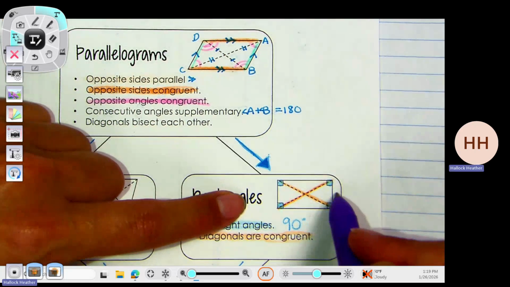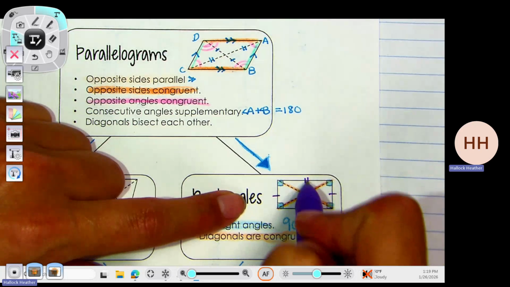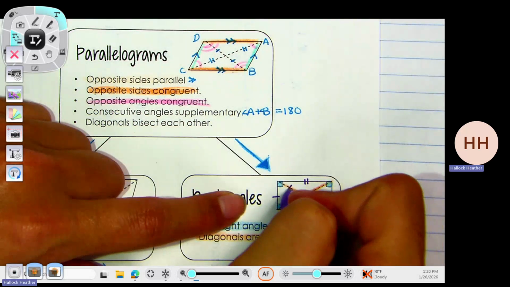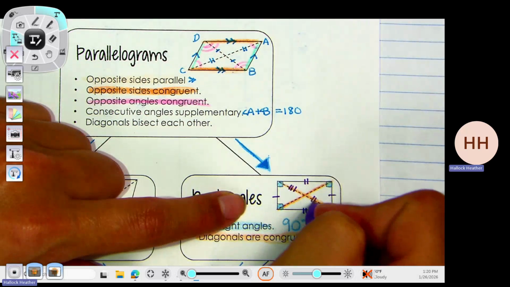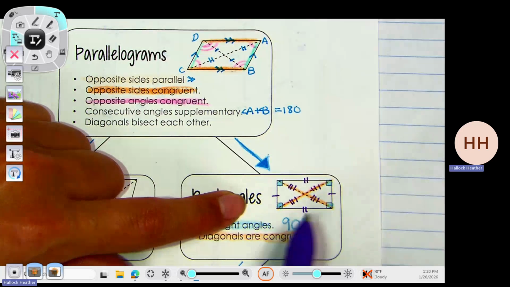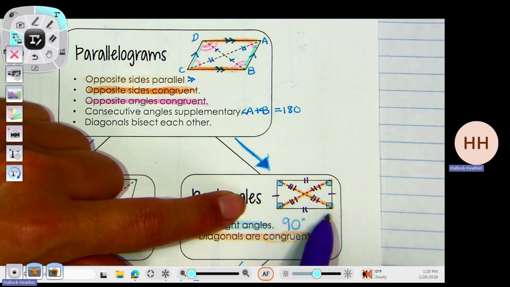So the sides match, so I'm going to put 1 tick, which you should know. The top matches the bottom. Since the diagonals bisect and they are congruent, I'm going to put 3 tick marks on each one of these little pieces. Meaning if I knew one of those pieces were 5, can anybody tell me how much the whole length would be? 10, because you would have to double it, okay?